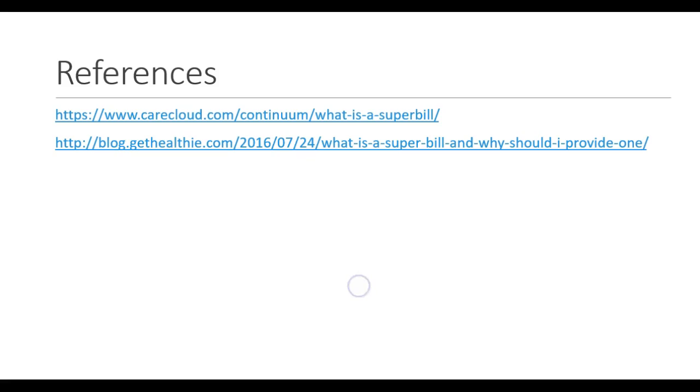So just be sure that when a patient is going to submit a superbill, you still collect payment from that client generally before or during the time of service. And providing that superbill potentially reduces the cost of care for that patient. This is the end of the superbill.